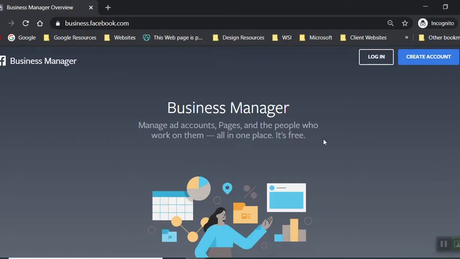Because if you have your administrative assistant setting up your Facebook and then that person leaves, now you may not be able to access your Facebook page and your ad account. So the best way to do that is to set up your own business manager account and go through that process.